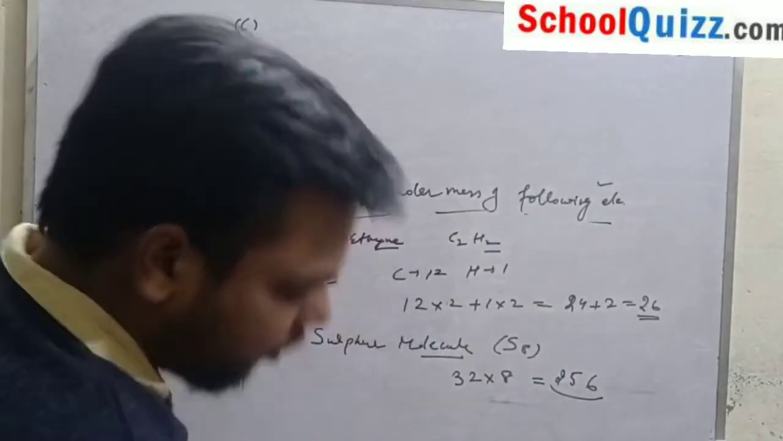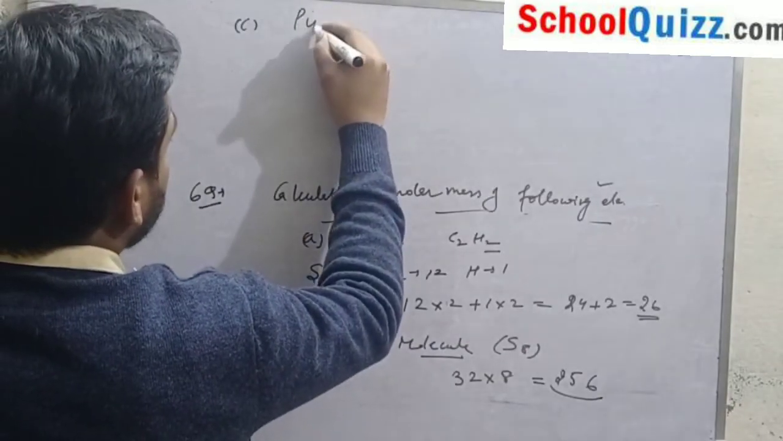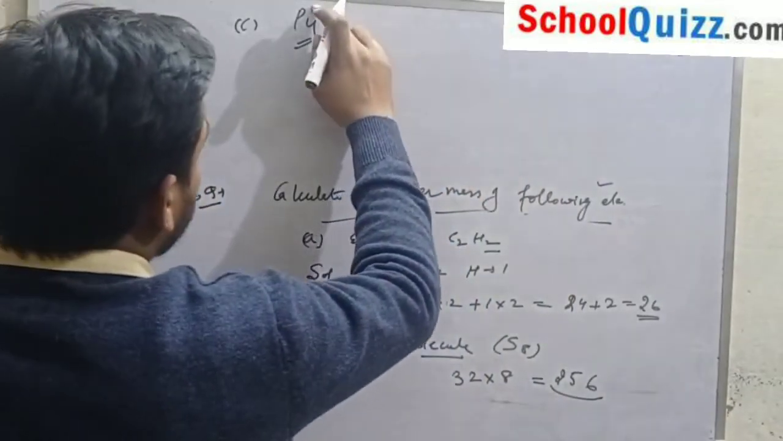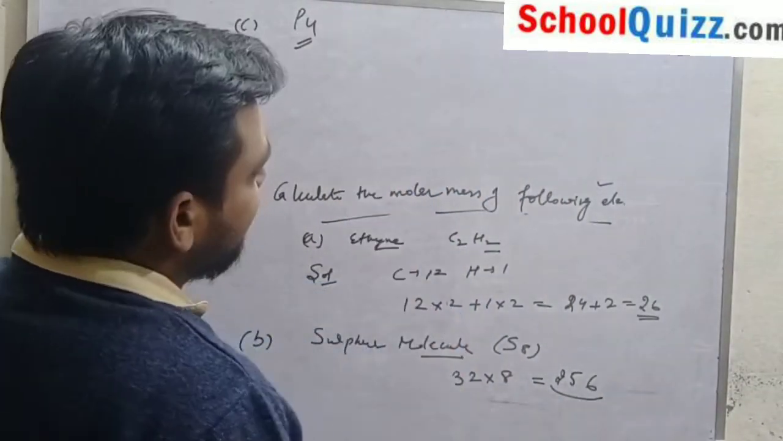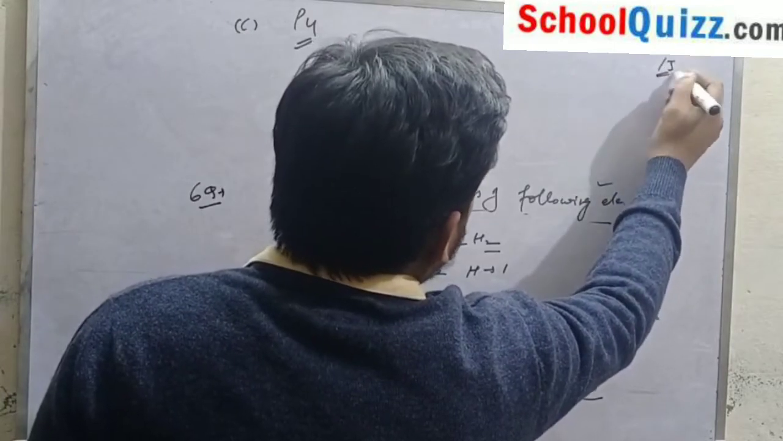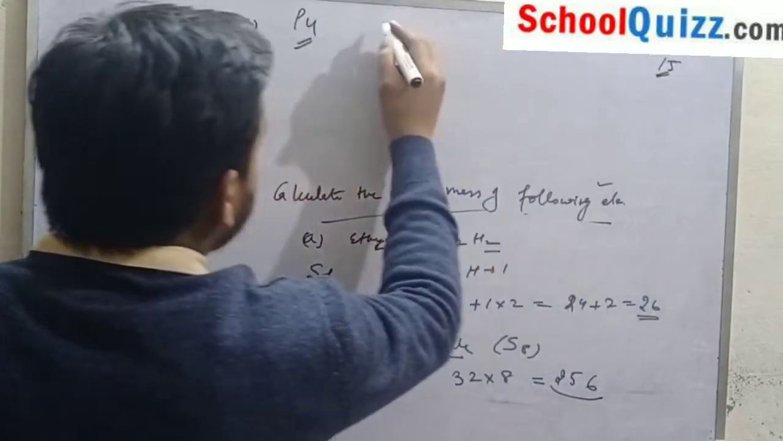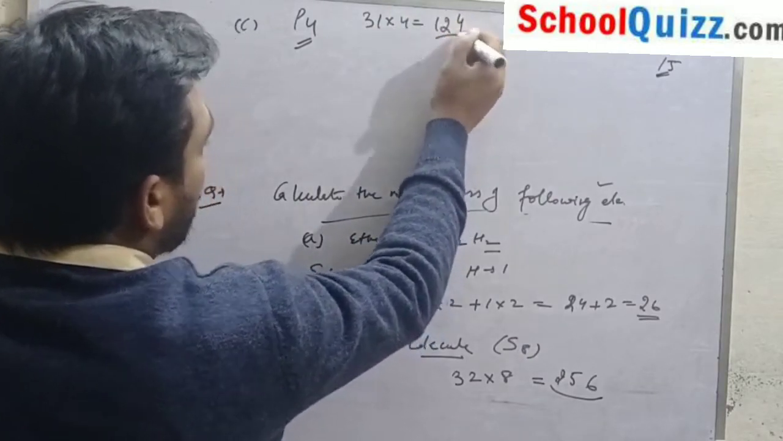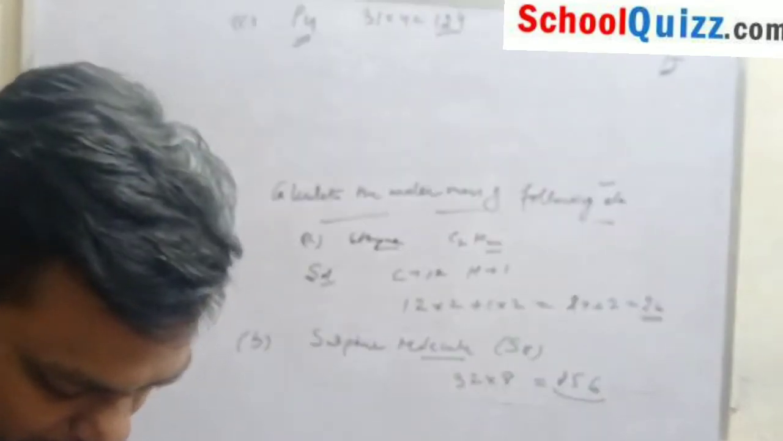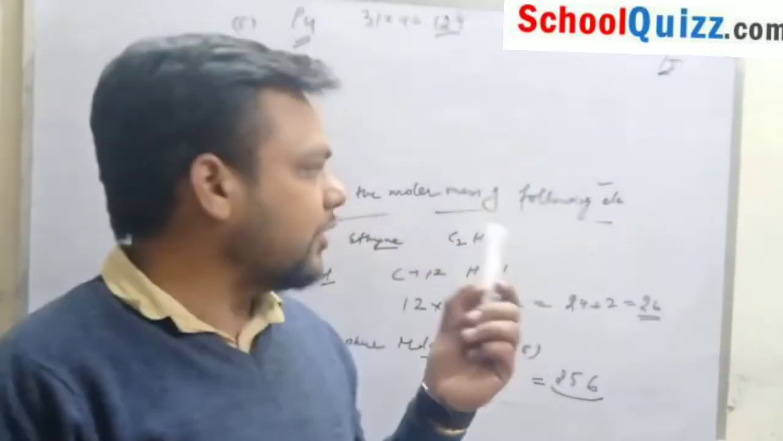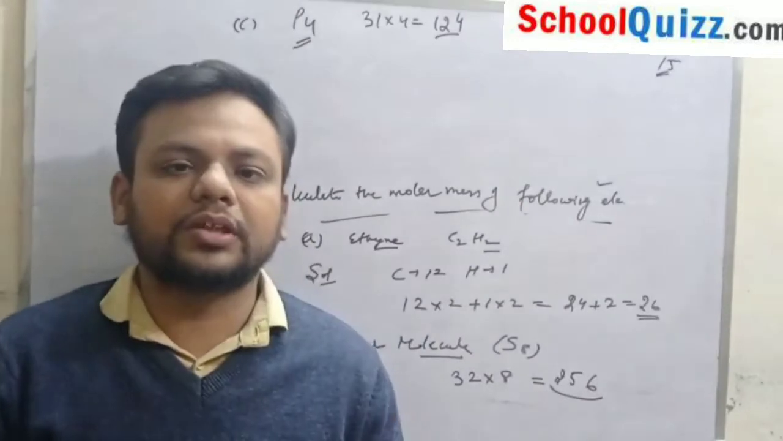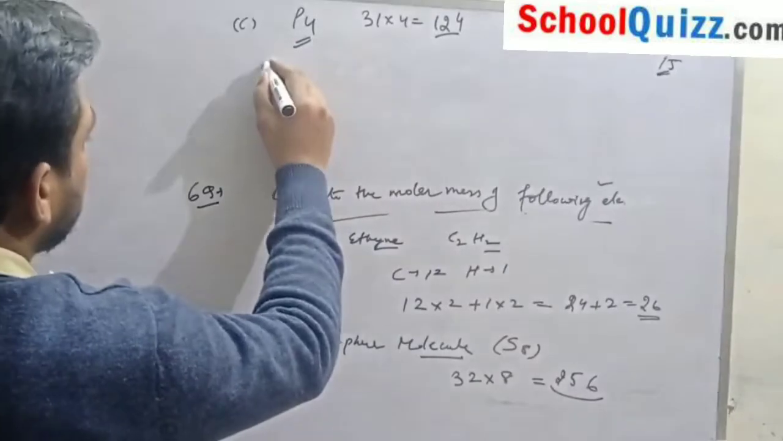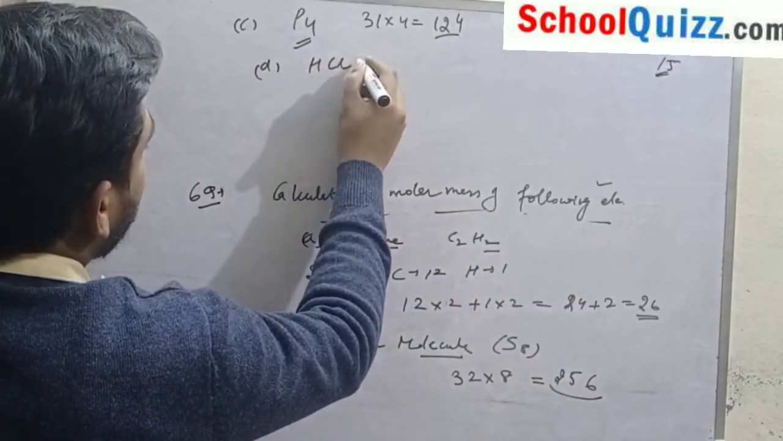Third one is the phosphorus molecule, that is P4. Phosphorus exists as P4. Phosphorus's atomic number is 15 and its atomic mass is 31. So 31 multiplied by 4, that is 124. It is already given in your book, it will already be given in the statement.